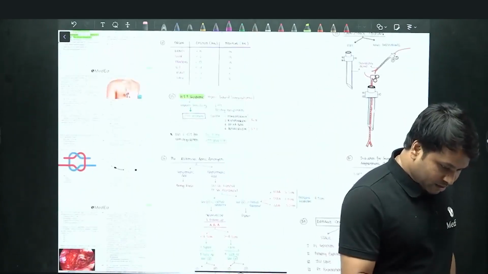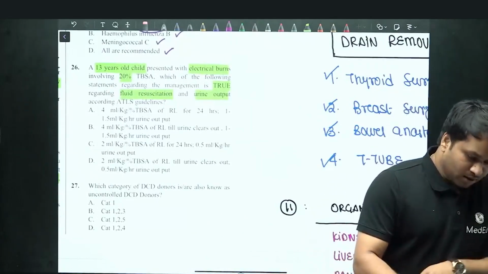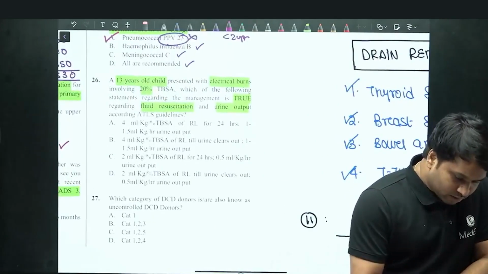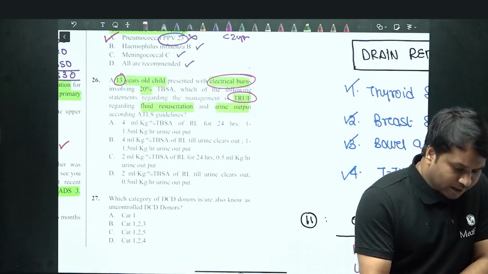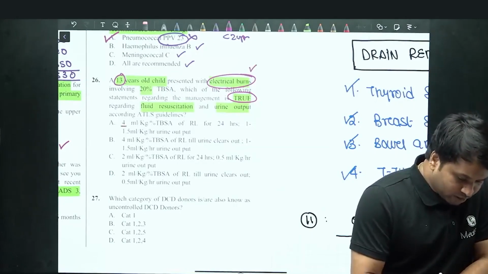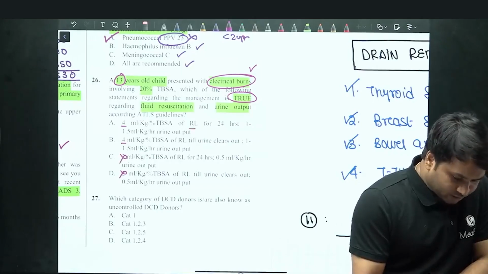Now coming back to our question number 26. Which of the following is true regarding the management? We're talking about a 13 year old, electrical burn. Age does not matter in electrical burn. It has to be 4 ml, so it can't be 2 ml. So these are wrong.